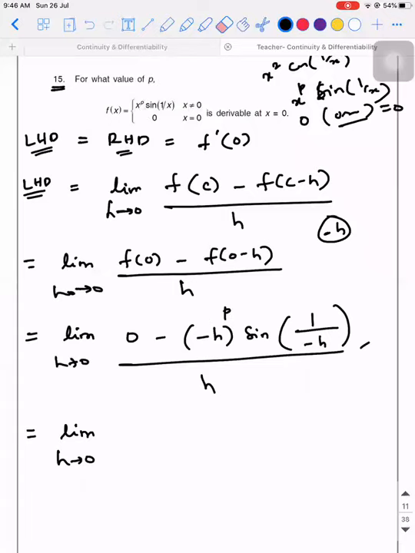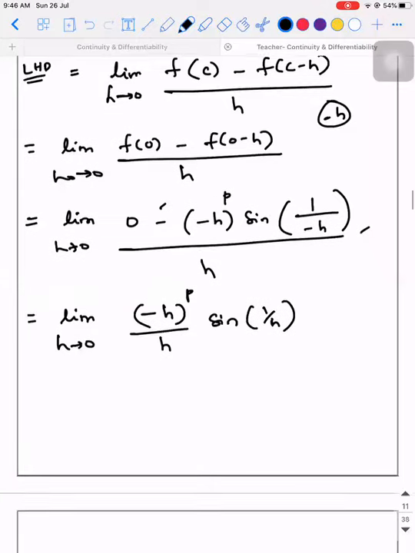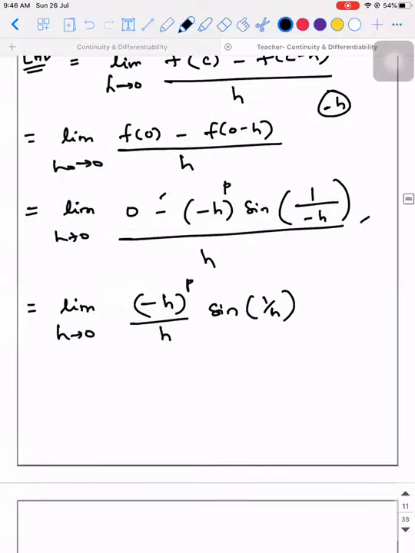So what is sine of minus theta? Minus sine theta. So you already have a minus here and sine of minus theta. So can I write this as minus h to the power p divided by h into sine of 1 by h? Can I write it like this? Tell me. Okay. So this will be limit h tends to 0, minus h power p minus 1 into sine of 1 by h.